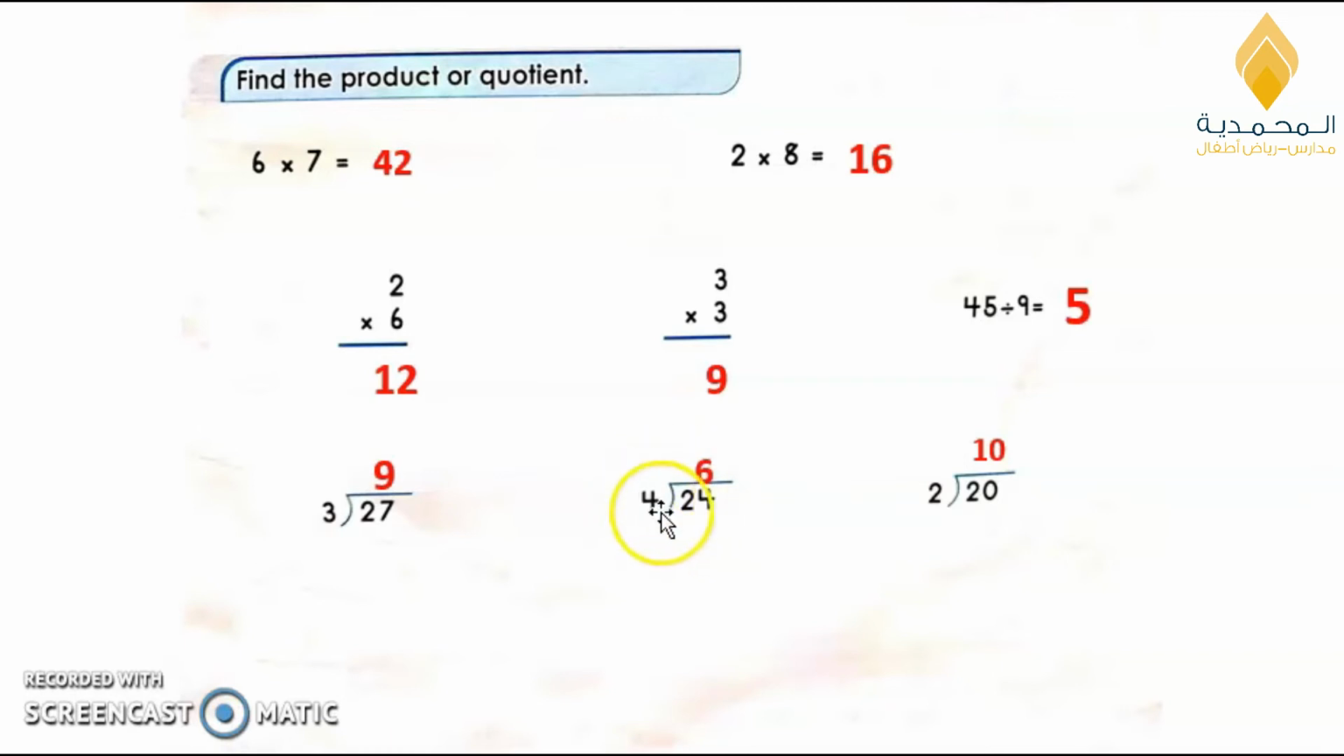Because 6 times 4 is 24. Here, 20 divided by 2, think. What is the number? If I multiply it by 2, it will give me 20. Yes, it is the number 10. Again, 10 times 2 is 20. So 20 divided by 2 equals 10. So the 9, the 6, the 10, and the 5, all of these are quotients.